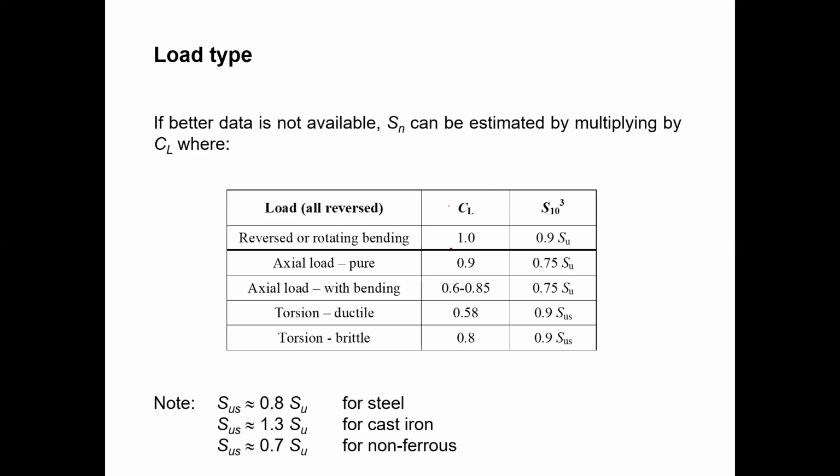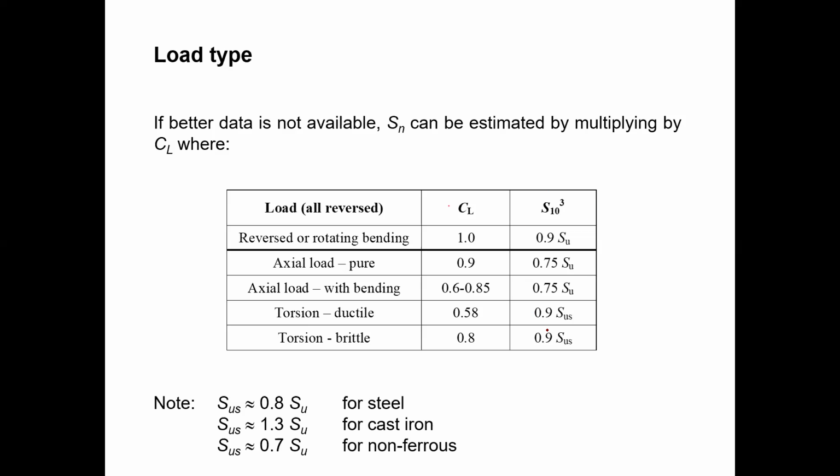Yes. So this is the summary. If you have reversed or rotating bending, the CL value equals 1. So you don't need to multiply; even though you multiply by this one, it's not changed. But axial load is 0.9, axial load with the bending. So this is the shear within 0.6 and 0.85. Torsional is 0.5 for the ductile. Normally we are not focusing on the brittle material too much, but if it is brittle, it is 0.8. You need to multiply by this value.